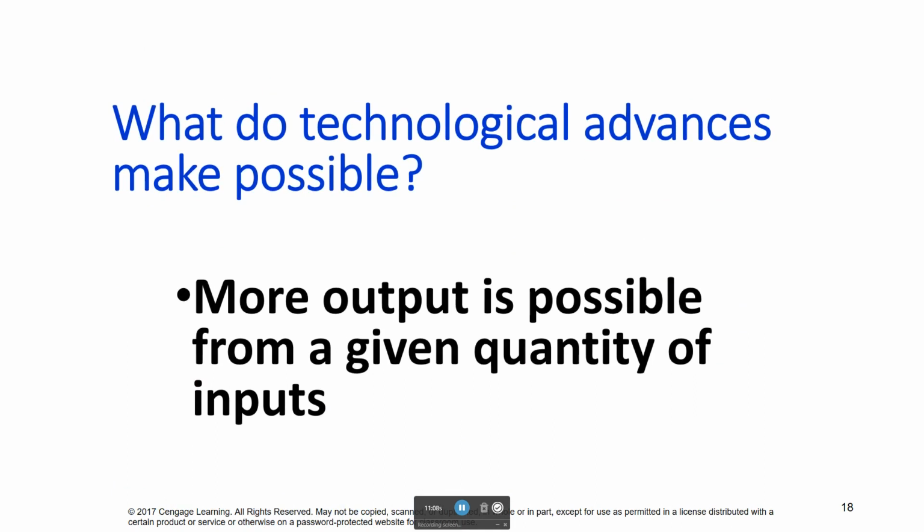Technological advances make more output possible from a given quantity of input. So if I improve my technology, with those same land, labor, and capital goods, I can produce more output.